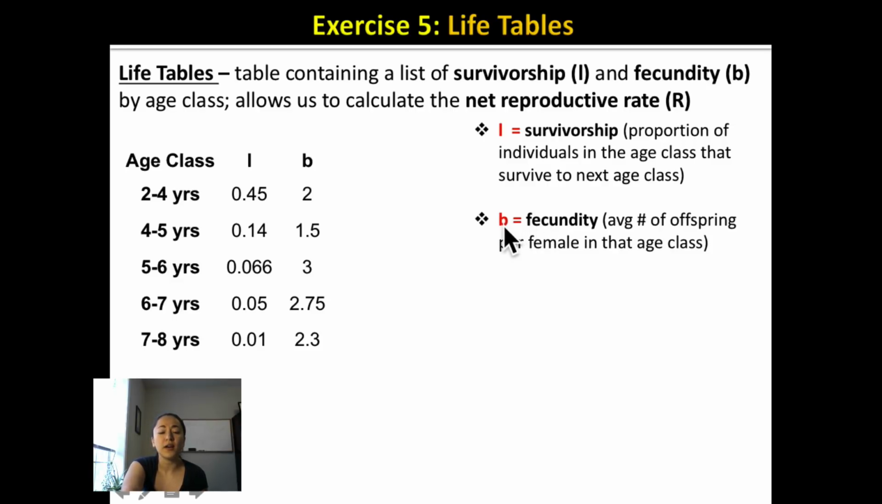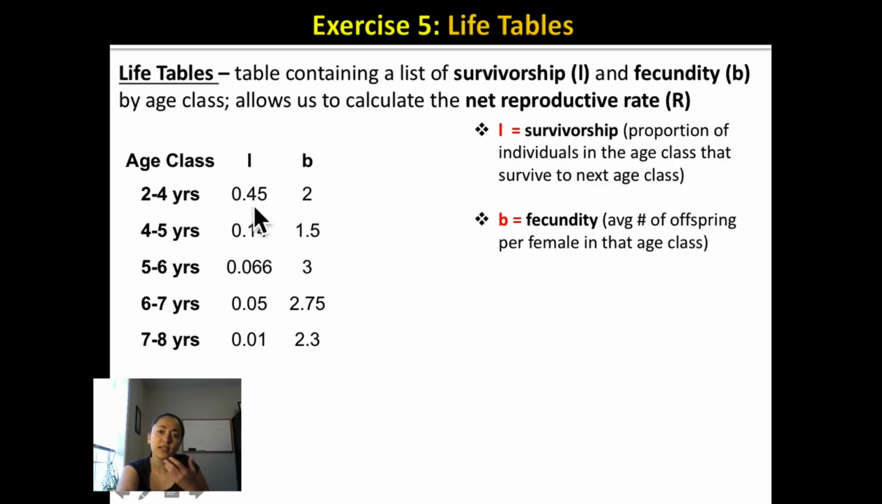Fecundity, represented by the letter B, is telling us the average number of offspring per female in that age class. All right, so in the 2 to 4 year olds, each female would have about 2 young. For the 4 to 5 year olds, each female has about 1.5 young on average, and so forth. However, notice that, for example, if I look at the 2 to 4 year olds, each female has about 2 young on average, but not all the females survive to the next age class.